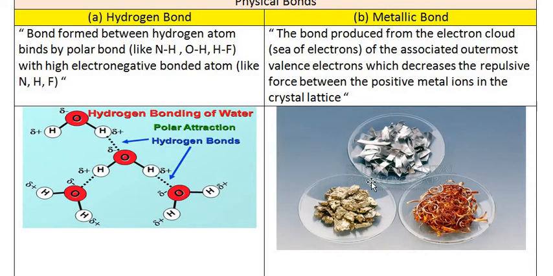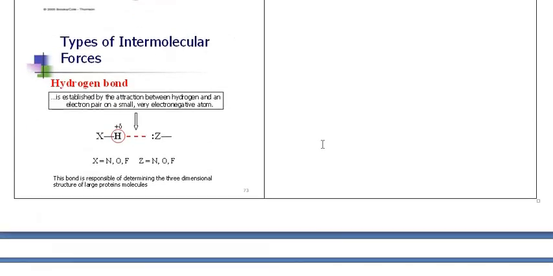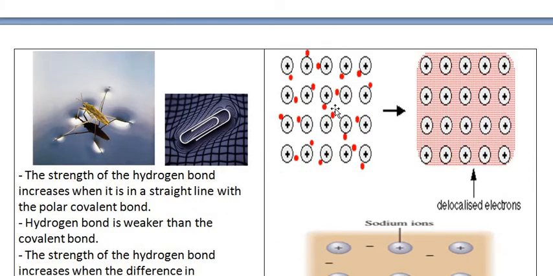Also, there is another bond called the metallic bond. This bond also affects the physical properties of the metal. The physical properties of the metal are the rigidity of the metal and the conduction of electricity of the metal. These are called the physical properties of the metal. The metallic bond is produced from the electron cloud of the associated outermost valency electrons, which decreases the repulsive force between the positive metal ions and the crystal lattice. How? This is an imagination for the metallic bond.